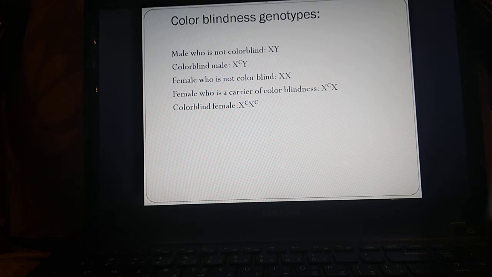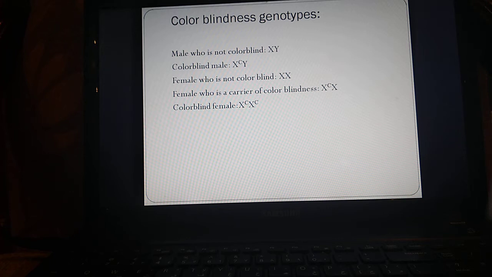A male who is not colorblind is written as XY. But a colorblind male is XCY. The C allele is carried on the X chromosome. هلا الفيميلز. A female who is not colorblind is XX. She's healthy and she does not even have the allele. She's not a carrier. هي مش حاملة للمرض إطلاقاً. A female who is a carrier of colorblindness is XCX.